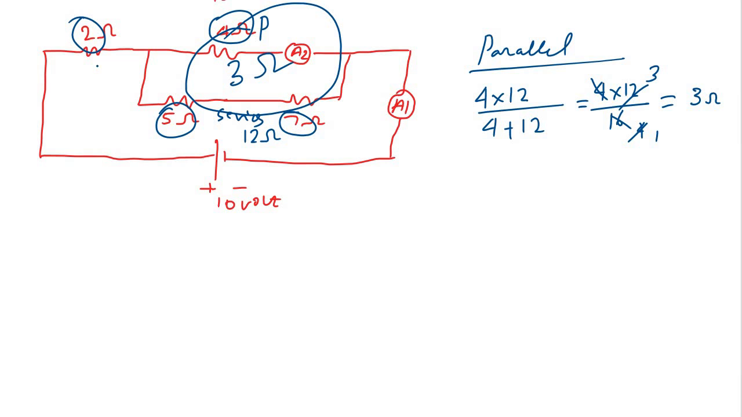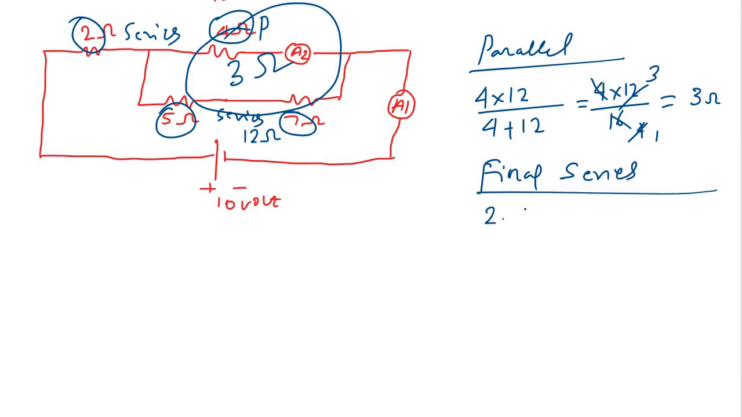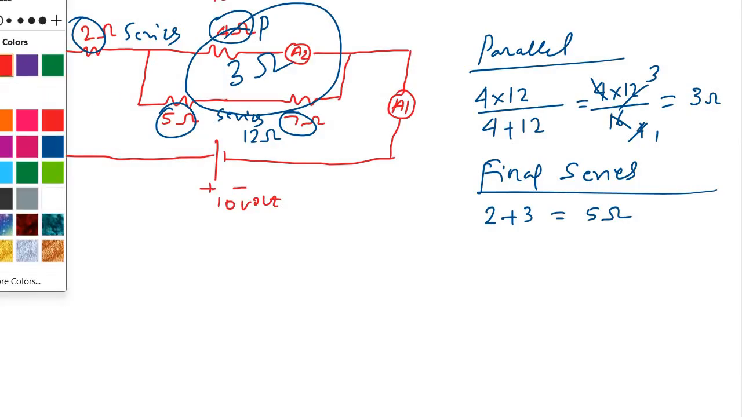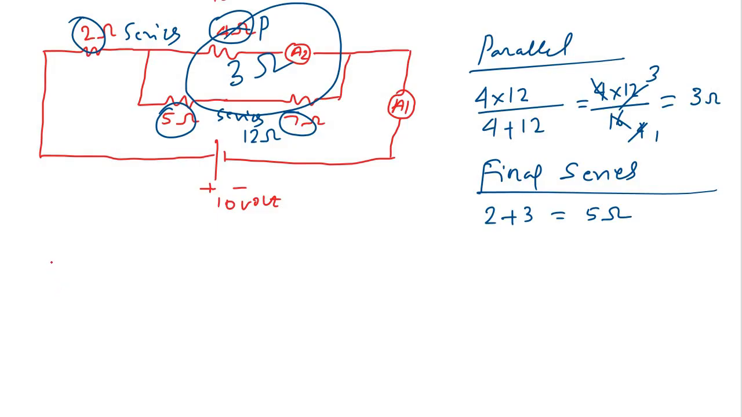Later on, we have to add this 2 ohm in series along with this 3 ohm. So now finally, the final series combination. We have to add 2 and 3, the effective values. So how much do we get? We get 5 ohm. So overall, what we got is this. Let me redraw the same picture one more time.